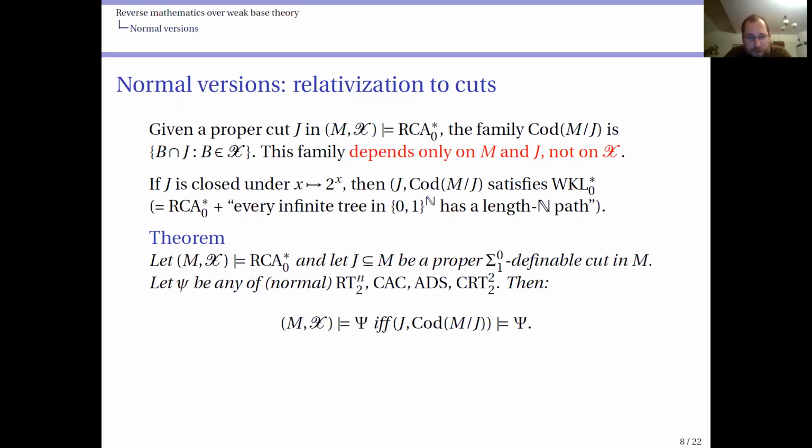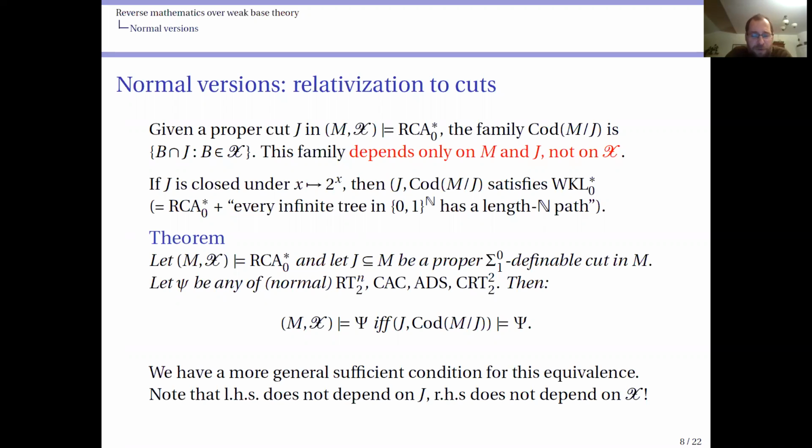Then the big model, the original model you started with, satisfies this principle if and only if you look at the smaller model where only the numbers in the cut are the first order universe and the coded sets are the second order universe, if and only if that smaller model satisfies C. So this is a pretty remarkable thing.